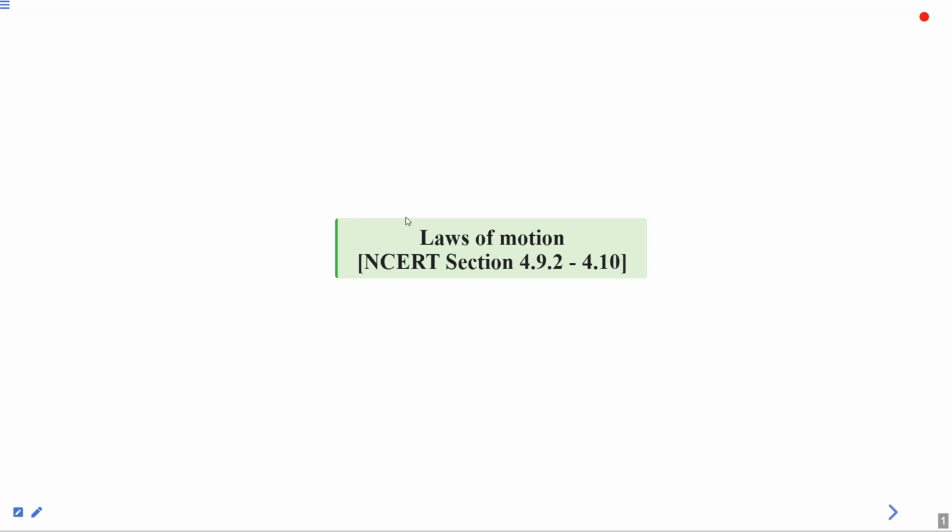Hello students, in today's lecture we are going to learn about laws of motion, NCERT section 4.9.2 and 4.10.